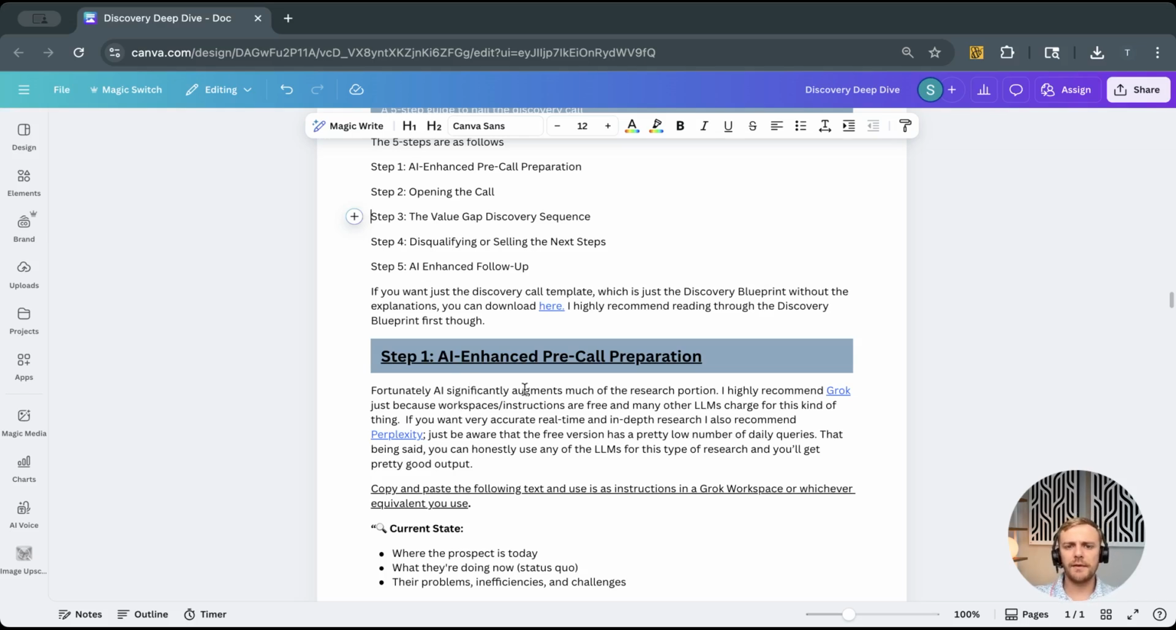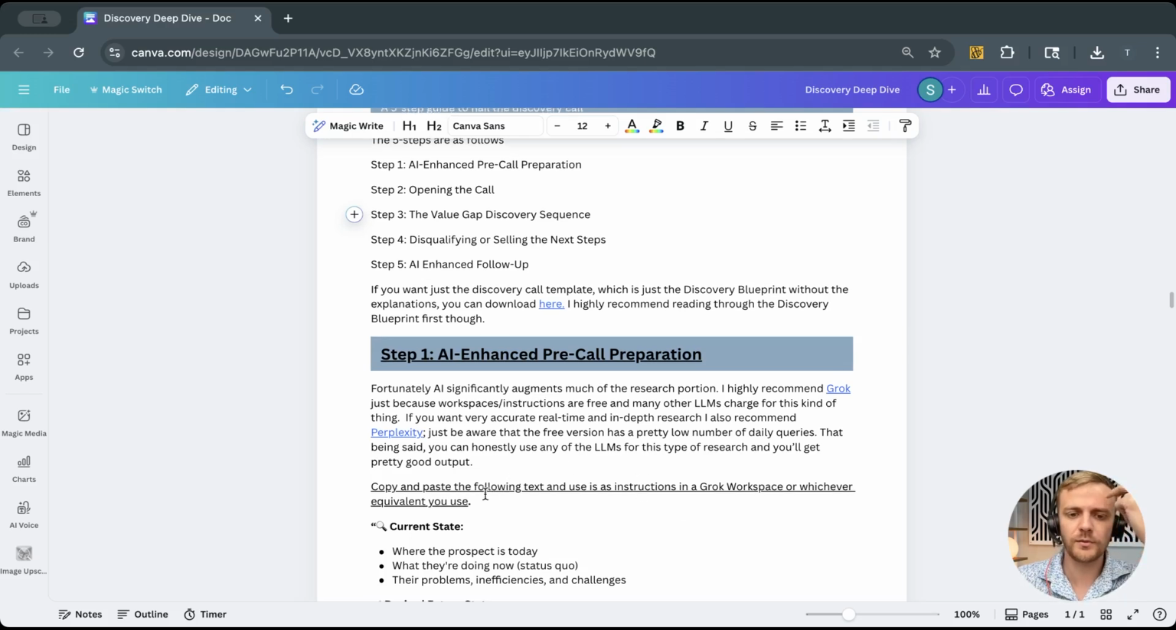So, like I said, AI has made this a lot easier. I personally highly recommend Grok because it's free and there are workspaces that you can create within Grok, kind of like GPTs on ChatGPT, but you have to pay for those. Perplexity is actually like a superpower at doing in-depth real-time research. So Perplexity is great as well, but they have a pretty low number of data queries. That being said, honestly, any LLM will work, and whatever your favorite one is, whatever you'll use the most and is easiest for you is what you should use.